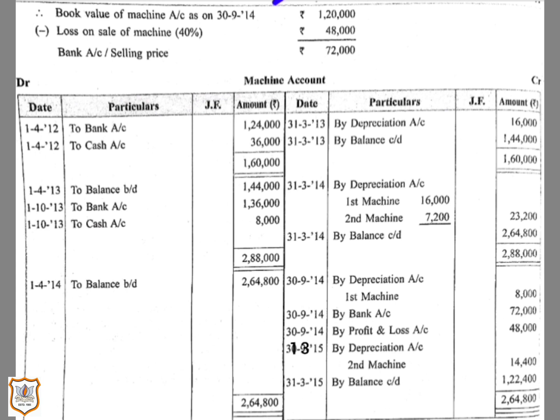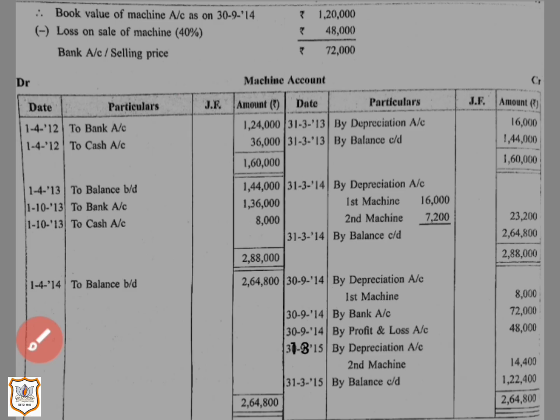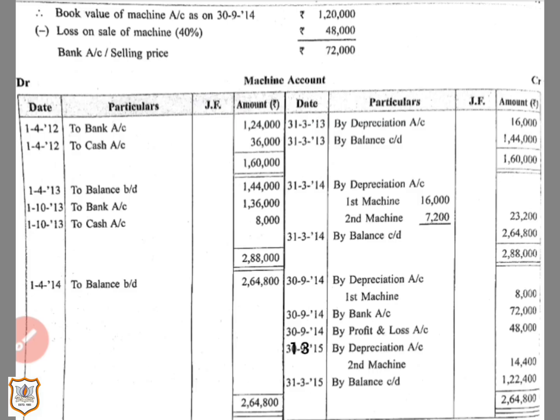So 40% of 1,20,000 is 48,000. And if we deduct 48,000 from 1,20,000, we will get 72,000. That is the selling price of this machine. Now, as we have completed the calculations for depreciation of both the machines, we will prepare the machine account.